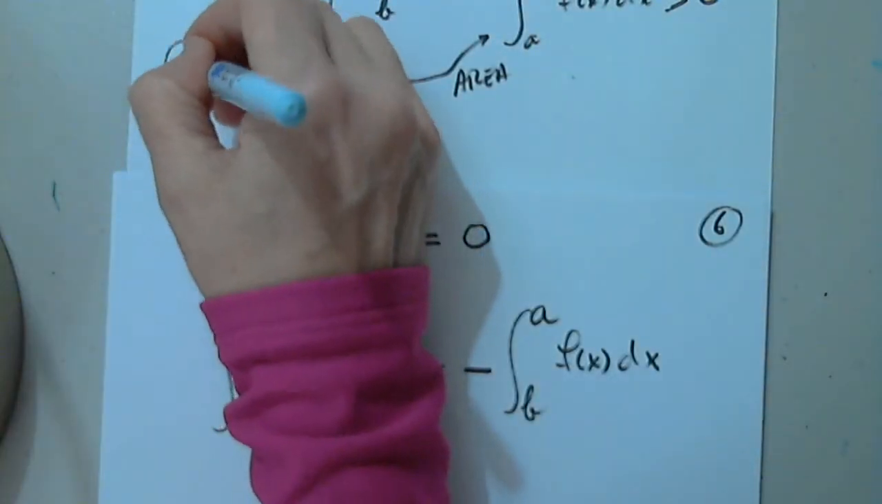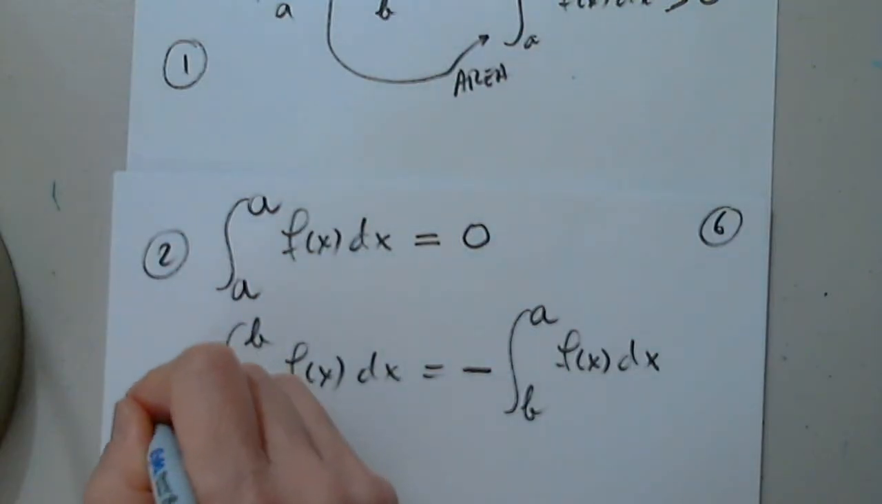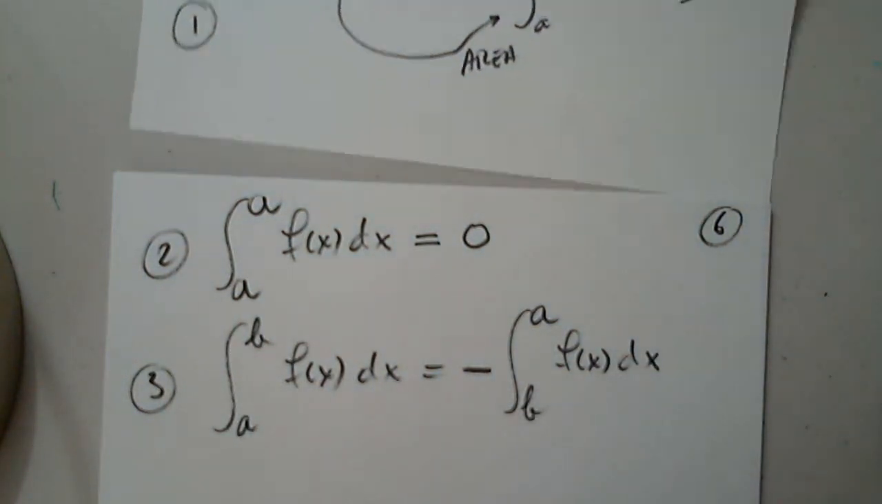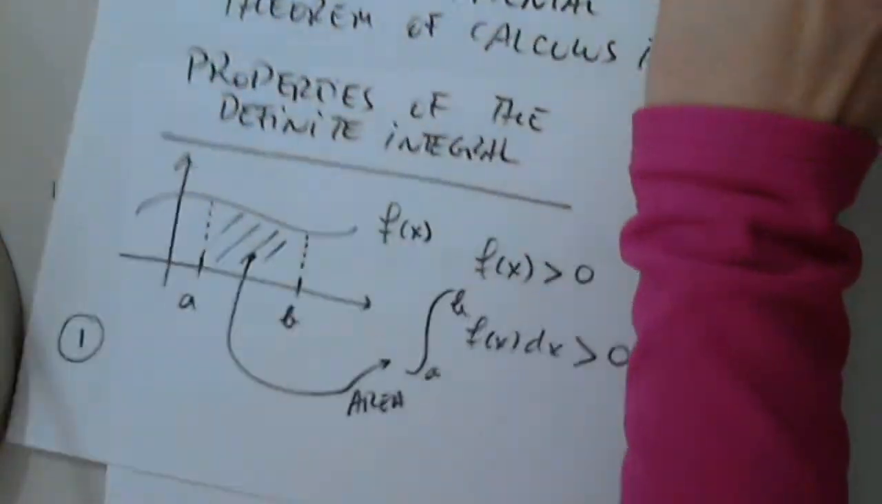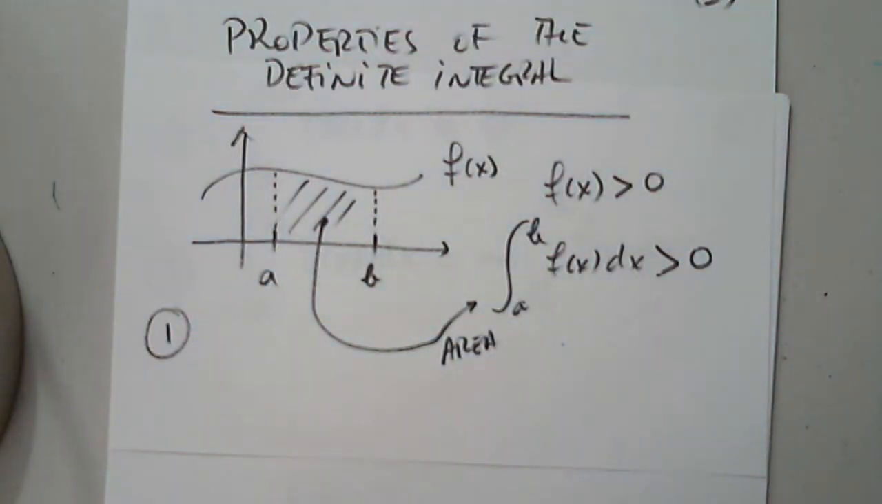So this is property 1, property 2, property 3. Could you move up so I could see property 1 again? Yes. Thank you. So if the function is positive, then the area has to be positive.